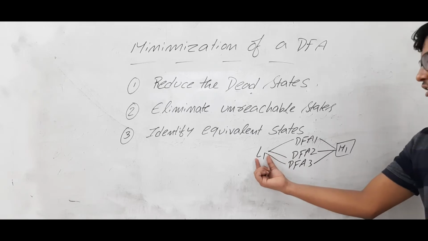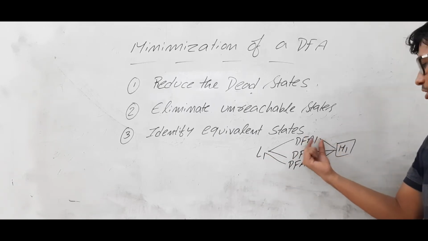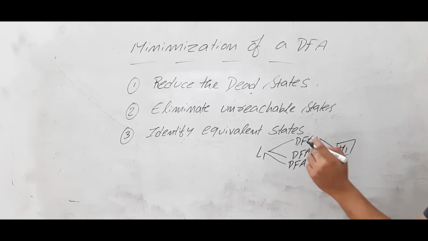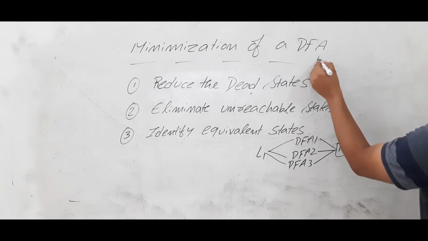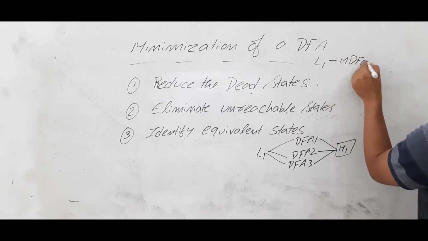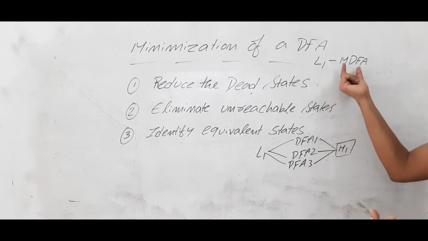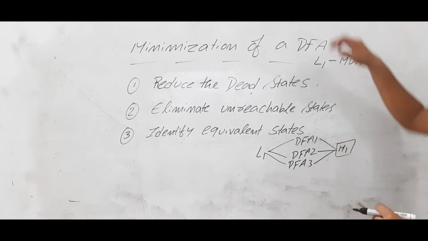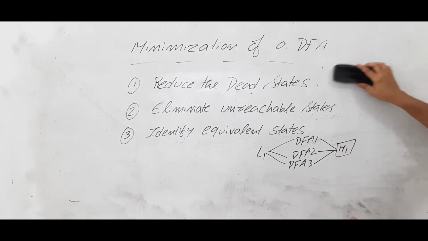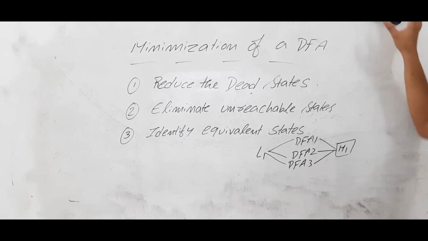For a given language, you can have n number of DFAs, and for these n number of DFAs, you can make one minimized DFA. That's what I am saying from the start: for a given language L1, you will have only one minimized DFA, whereas you can have n number of DFAs. So we will identify what is the minimized DFA for any given DFA. Is it clear?